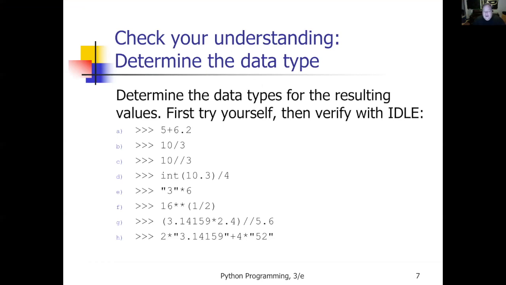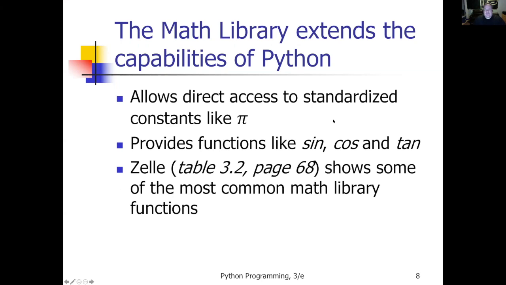Try that one. How about 3.14159 times 2.4 double slash 5.6? Well, it says integer division, right? So what do I get there? Try some of these out. See what kind of data type you get. You might not get the results you expect to get, but give them a try, first guess, and then put them in IDLE and check them out.